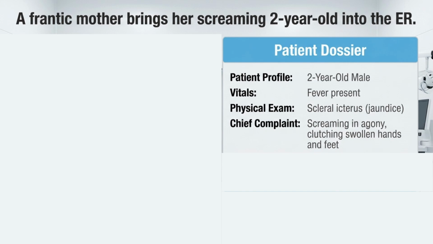Read the scenario on the screen. A frantic mother brings her screaming 2-year-old into the ER. Look at the patient dossier. He is a 2-year-old male with a fever. On physical examination, you note scleral icterus. He has jaundice. His chief complaint is that he is screaming in agony, clutching his swollen hands and feet.